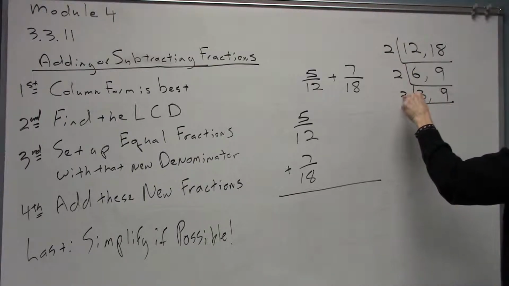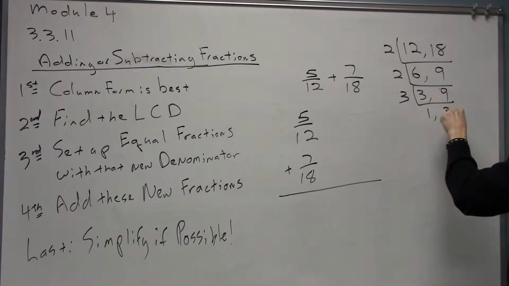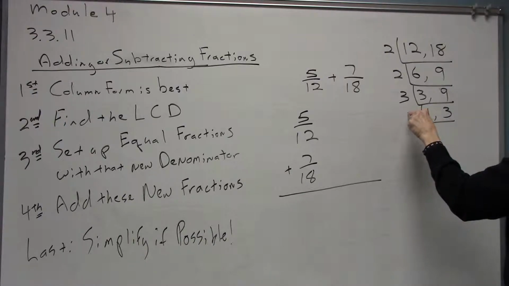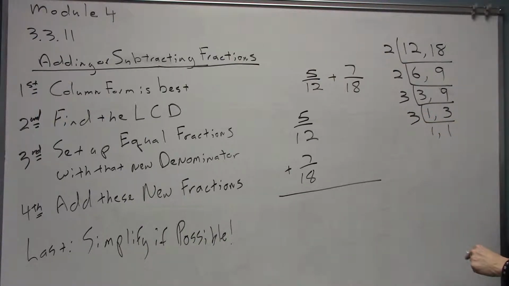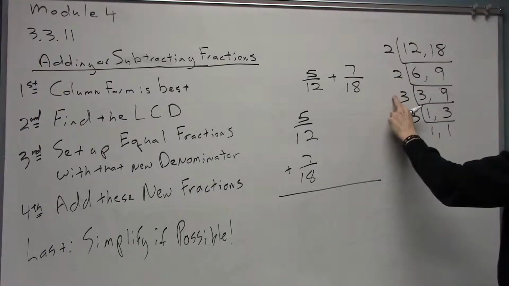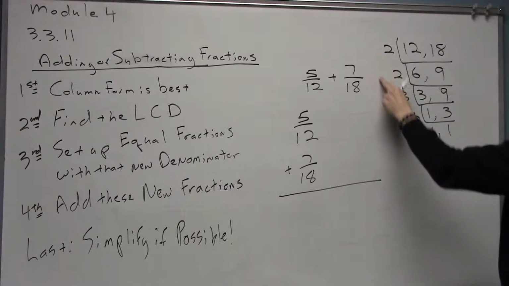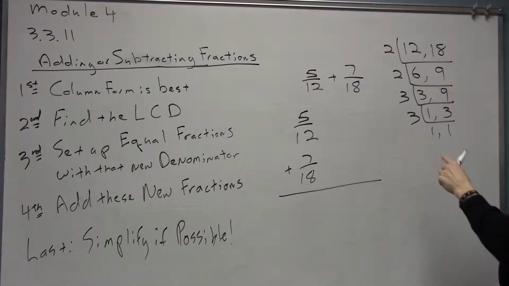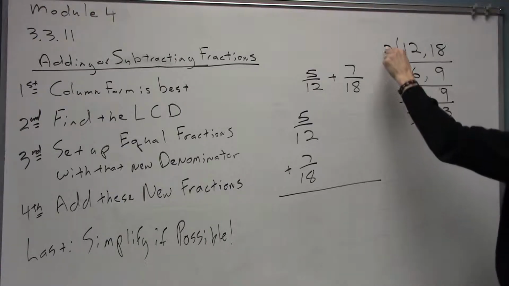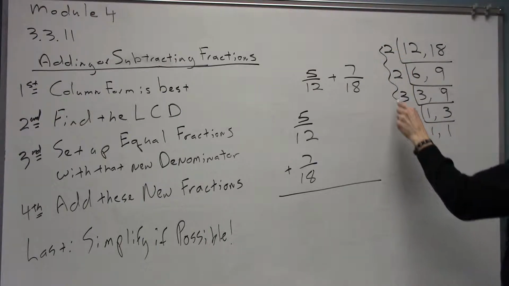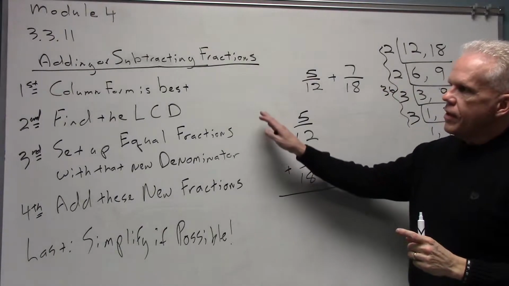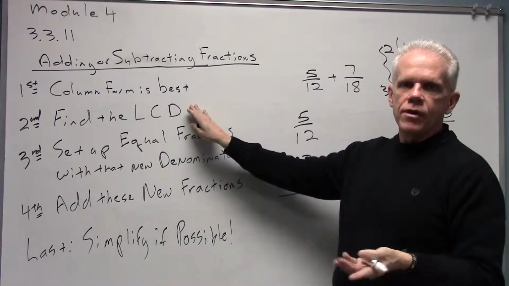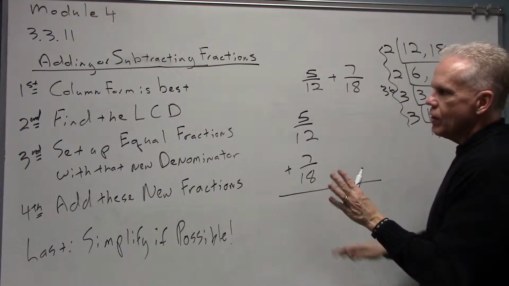Can't use 2 now, I use 3. That'll get me a 1 and a 3. And then I'll use 3 one more time, get me a 1 and a 1. So my LCD here is going to be 2 times 2 times 3 times 3. When I multiply 2 times 2 times 3 times 3, what I end up with is 36.